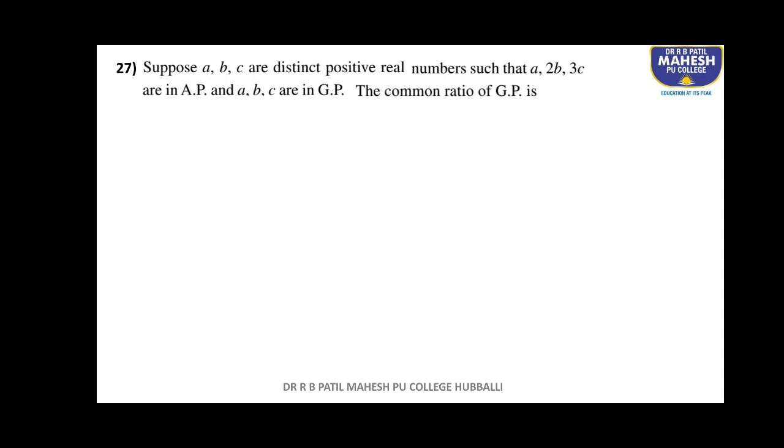Question number 27. Suppose a, b, c are distinct positive real numbers such that a, 2b, 3c are in AP and a, b, c are in GP. The common ratio of the GP is: option A, 2; option B, 1 by 2; option C, 1 by 3; option D, 3. Let us go for the solution.